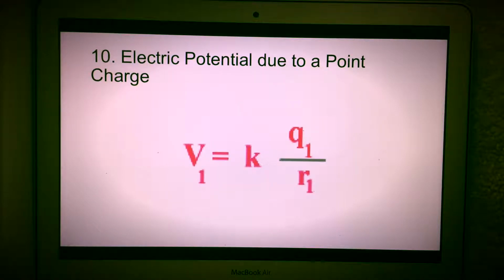Electric potential due to a point charge. It's similar to the electric field, but the electric field is over r squared, while this is just divided by r. If you know calculus, the potential is a derivative one time, not two times, because for the electric field you need to differentiate two times. So the potential is the integral of the electric field. V equals k times Q over r. r is the radius.